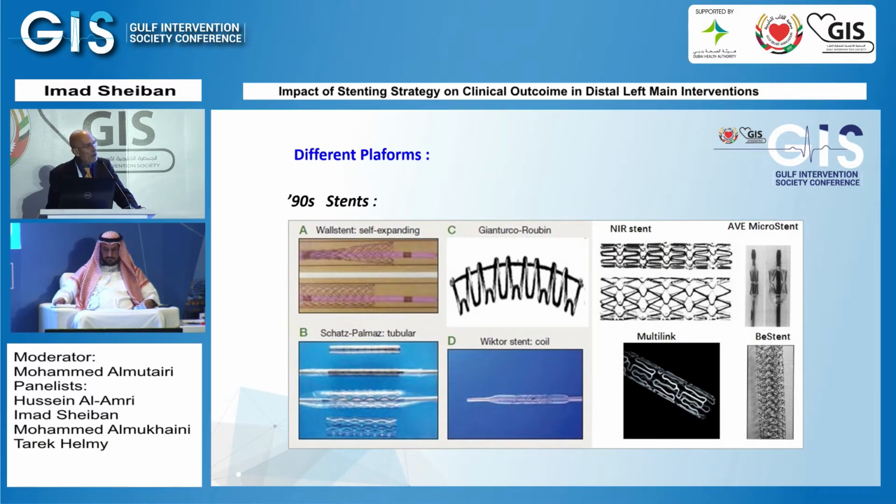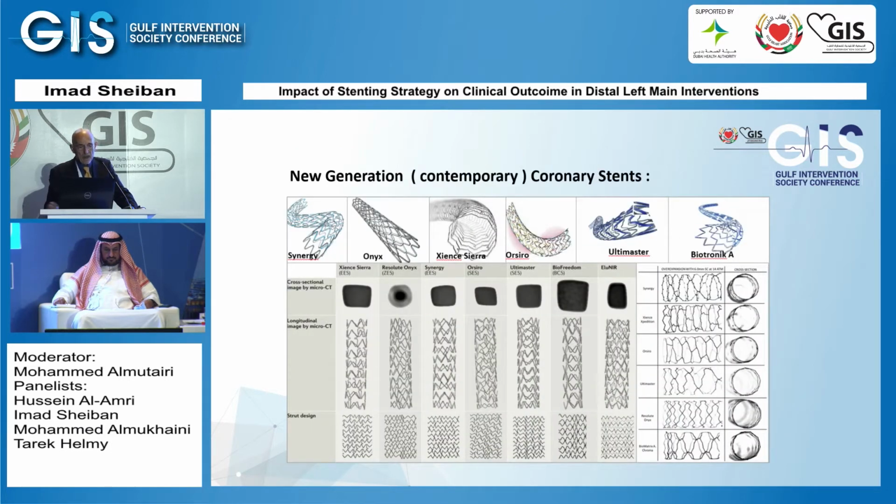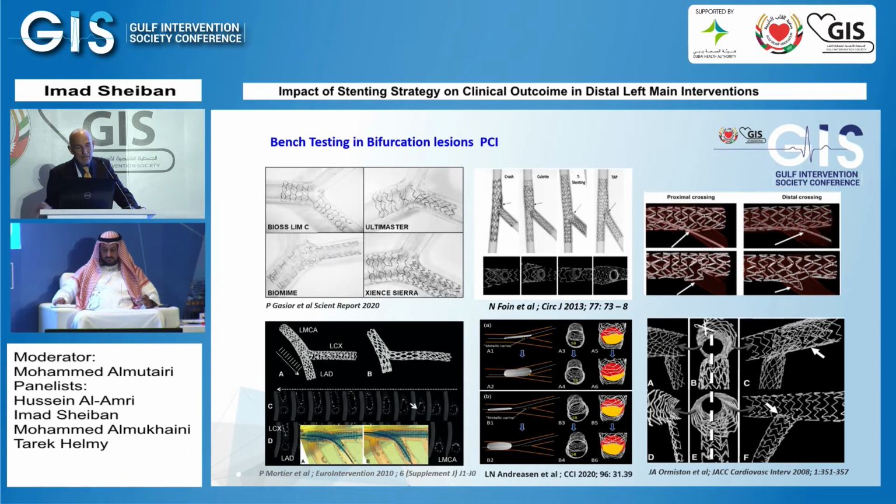Now let's go back to different platforms, and you can see that what we had in the 90s was not that adequate for bifurcation stenting. And with the new generation, that means contemporary coronary stents, we can see that we have much better technological platforms with wide open cells and low strut thickness. And of course, we have so much data coming from bench testing, and we know exactly what to do and how to conform the stent to the bifurcation anatomy and to get the best outcome in technical terms.